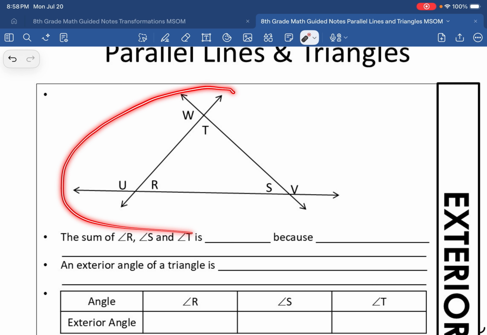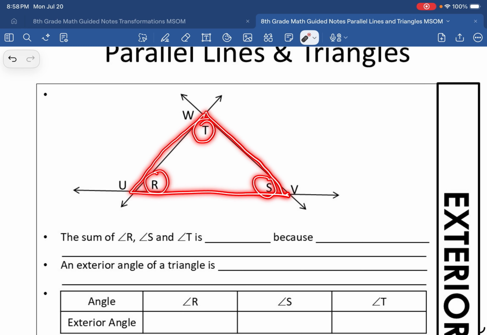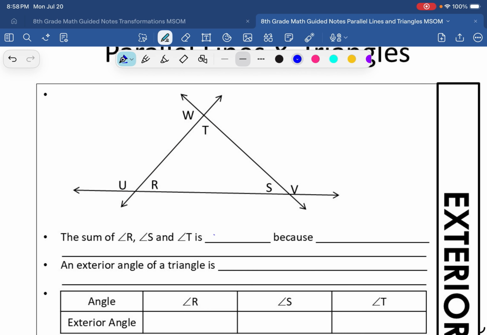All right, we are given this diagram right here. It says the sum of angle R, S, and T, which are these three angles right here, notice that they form this triangle right here. Therefore, the sum of them has to be 180 degrees because they form a triangle.